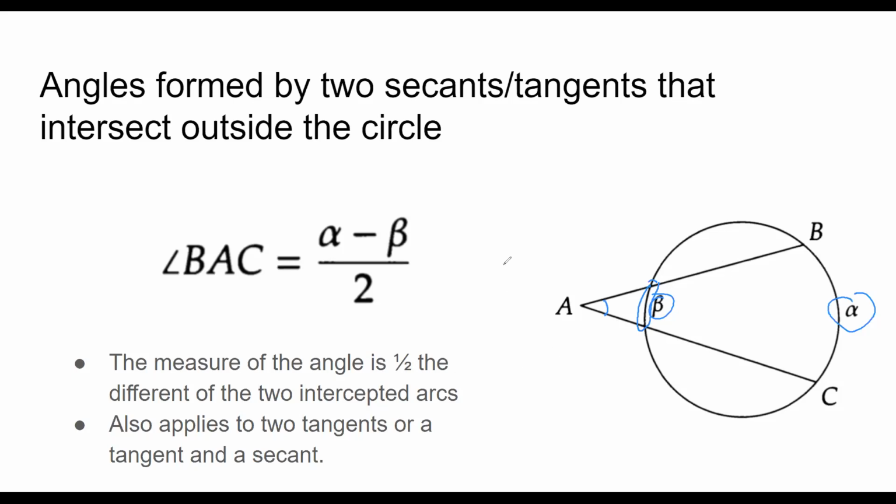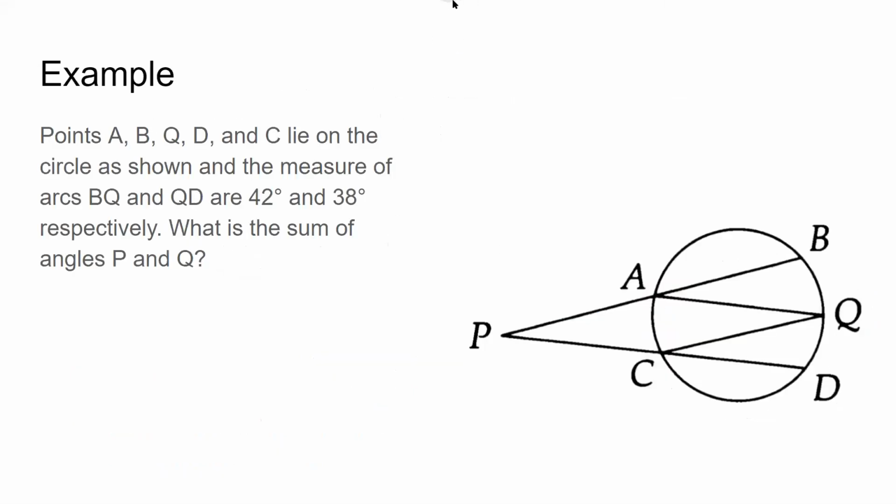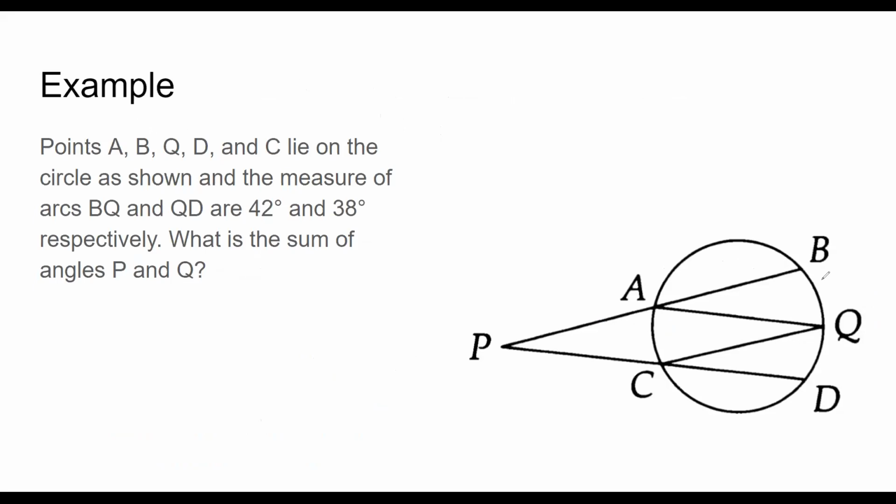The easiest way to show this is through an example. Ooh, this one's a little spicy. You have points A, B, Q, D, and C, these five points all lie on the circle. The measure of arc BQ is 42 degrees, and QD is 38 degrees. They want to know what is the sum of angles P and Q here.